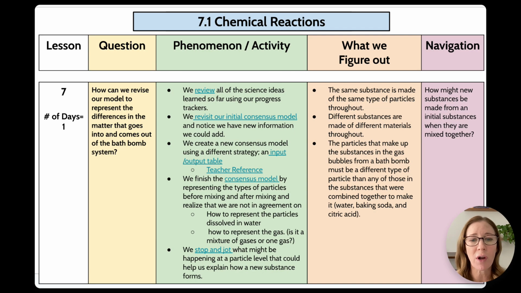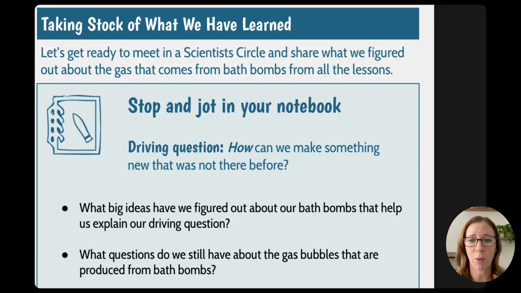We start off this lesson by reviewing all of the science ideas we've learned so far with our progress trackers. Here's the slide that will help you do this. It's suggesting you get in a scientist circle, and we share some ideas that we figured out. Now, this is going to come back in a moment as we create a new type of consensus model. So this is just revisiting the ideas, having them flip through their notebooks and seeing what big ideas we figured out about how we can make something new that was not there before.